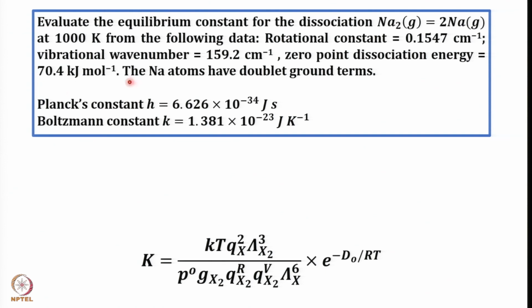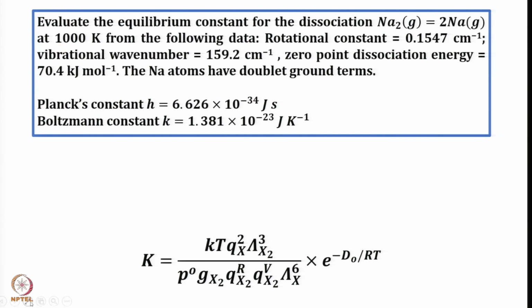Further, it is given to us that the sodium atoms have doublet ground terms. That means the degeneracy of electronic states for the sodium atom is 2. This is the data given to us. We are supposed to find the equilibrium constant for the dissociation of disodium to sodium at 1000 Kelvin.